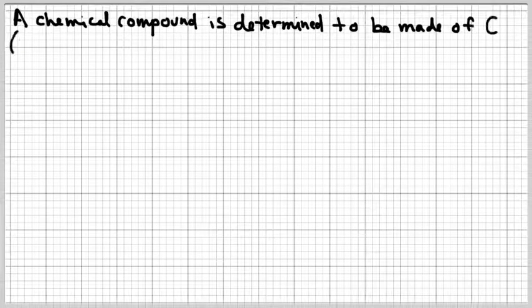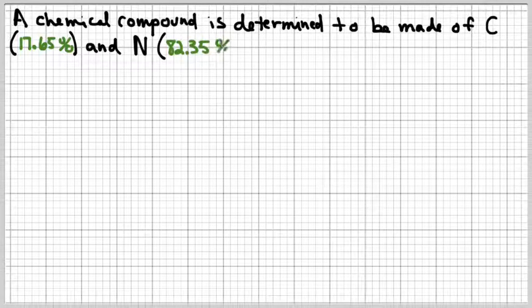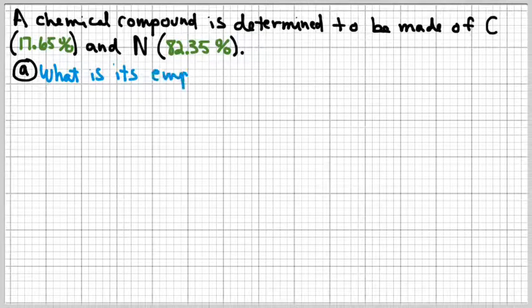In this problem, again, we're given the task of doing something somewhat complex. We have taken a chemical compound, completely broken it down, found its components, found their proportions. In this case, a compound that is made up of only two elements, carbon and nitrogen. 17.65% of it by mass is carbon, and 82.35% by mass is nitrogen. I'm being requested to find its empirical formula.